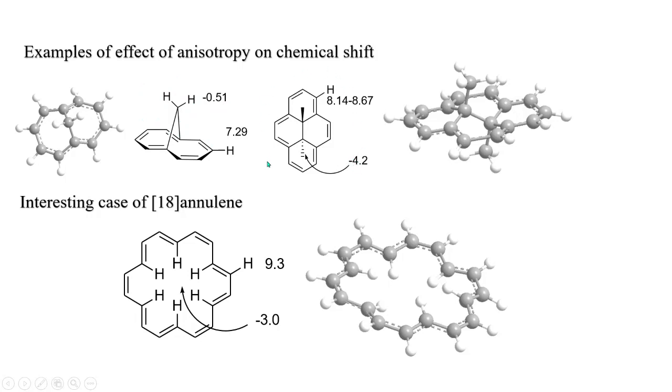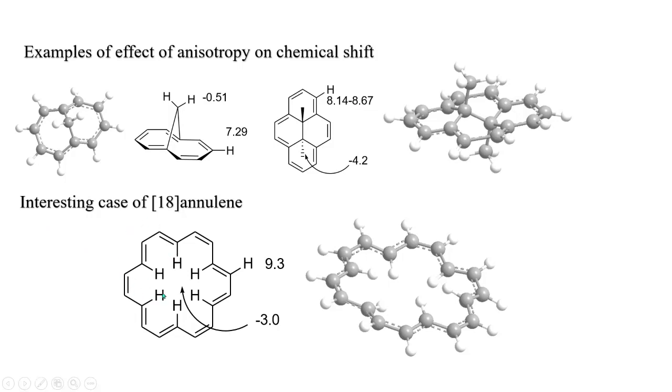Now if you take this molecule, you see these two CH3 are in the shielding zone because this molecule is aromatic. We can count the double bonds 1, 2, 3, 4, 5, 6, 7. So this is a 14-annulene and is an aromatic compound. So this region is the shielding zone and this region is the de-shielding zone. That's why these protons resonate at minus 4.2 and these protons at the terminal end resonate at 8.14 to 8.67.